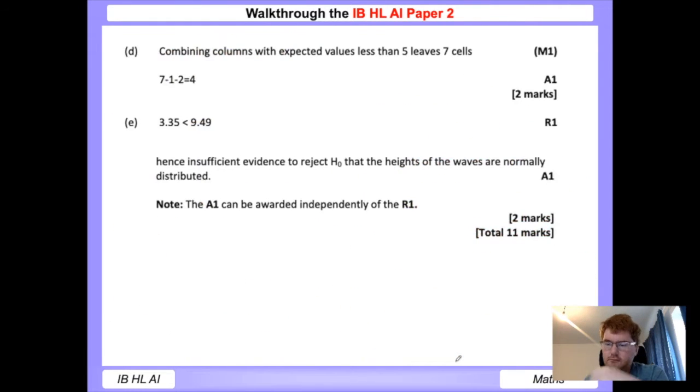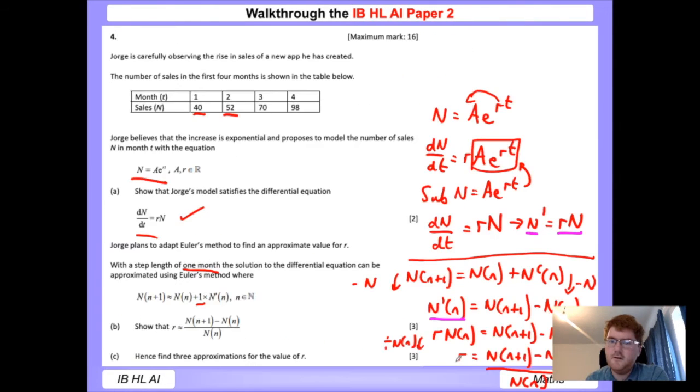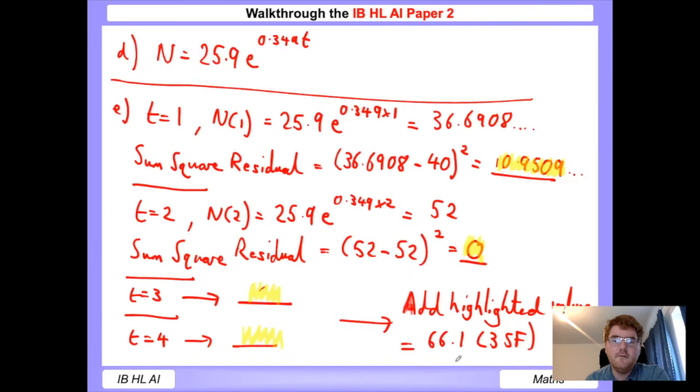So we get 66.1 as our sum of square residuals, because we've added all those values together for t equals 1, t equals 2, t equals 3, and t equals 4.